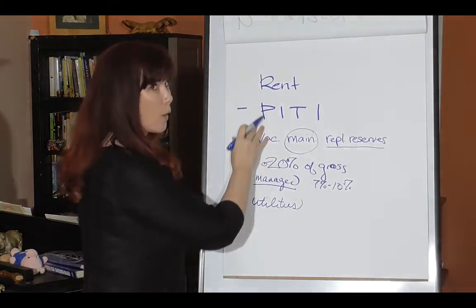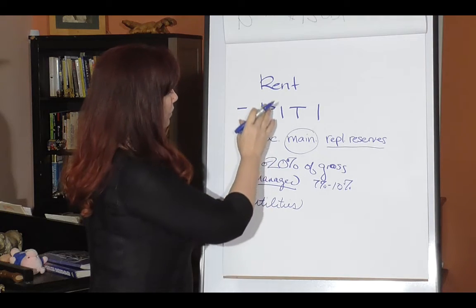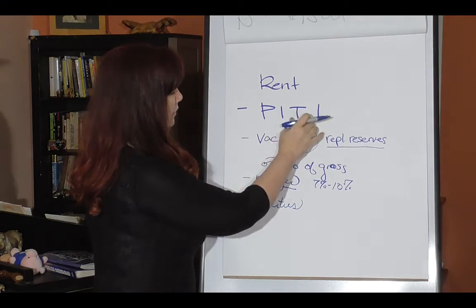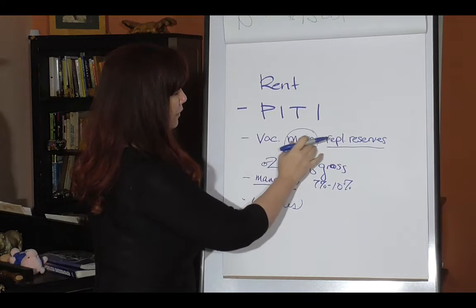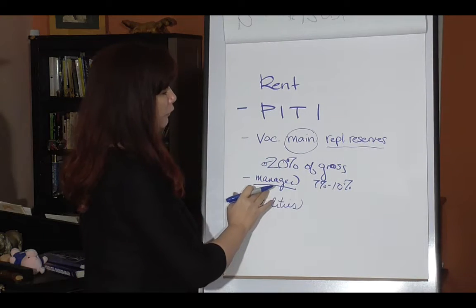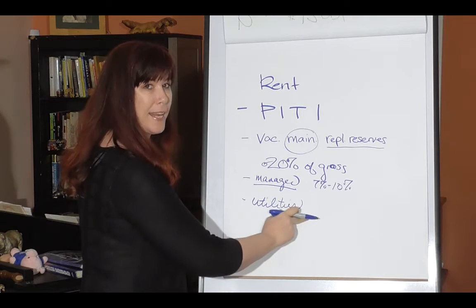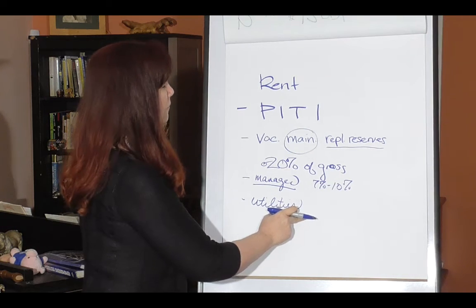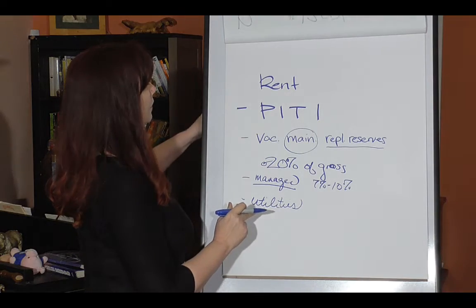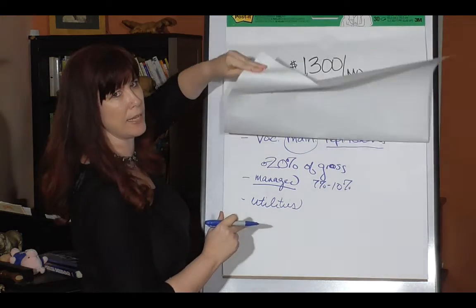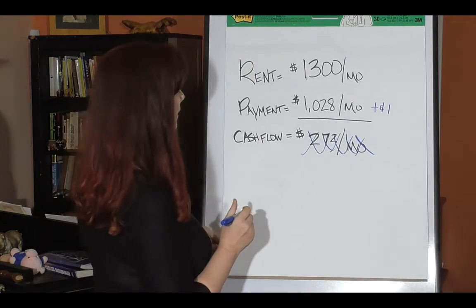So the correct evaluation is rent minus principal, interest, taxes, insurance, minus 20% for vacancy, maintenance, repair. If you're not self-managing, you've got to deduct another 7 to 10% for that, and then any owner-paid utilities. Let's go back to the example I was presented with and see whether this person should do this deal.